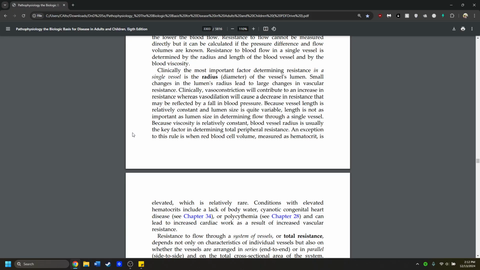An exception to this rule is when blood or red blood cell volume, measured as hematocrit, is elevated, which is relatively rare. There are some conditions with elevated hematocrits, including a lack of body water, cyanotic congenital heart disease, or polycythemia, and these can lead to increased cardiac work as a result of increased vascular resistance.